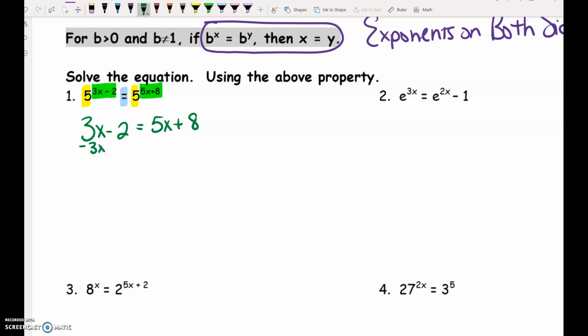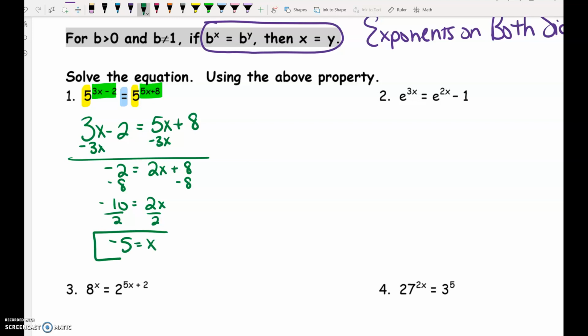Get your x's all on the same side. I like to keep mine positive, so I'd subtract 8 on both sides, divide by 2, and I get x equals negative 5.